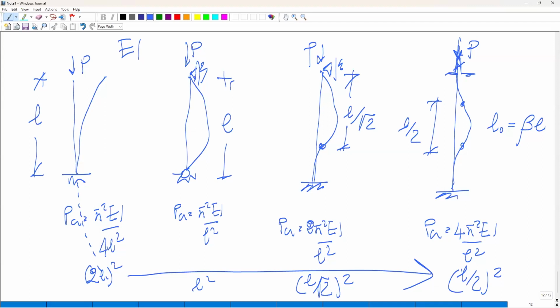This factor beta here only depends on the boundary condition. Beta here is 2, here is 1, here is 1 over the square root of 2, which is close to 0.7, here is 0.5.